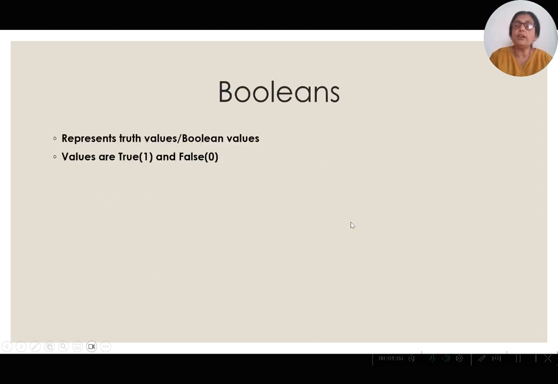Now what is the Boolean integer? The word Boolean has come from Boolean algebra, which was developed by George Boole. The Boolean integers are the truth values. What are the truth values? Either true or false. Why is it considered under integer? Because the true value is 1 and the false value is 0. Okay, that's about the Boolean integer.